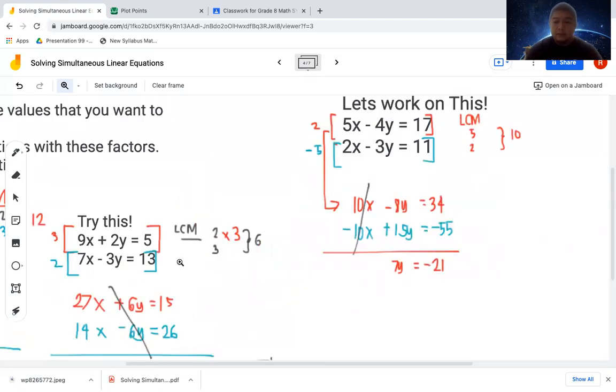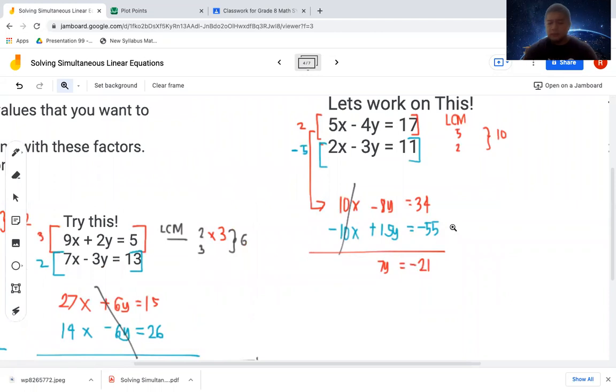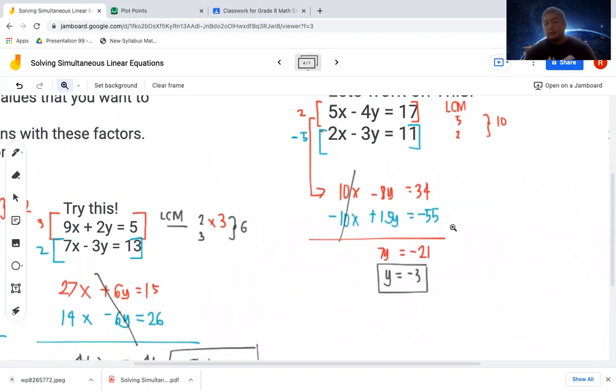Notice 7. This one is 7. This one is negative 21. And y now will give us a value of negative 3. Okay, so if y is equivalent to negative 3, then the next thing that we're going to do is to solve for the value of x.